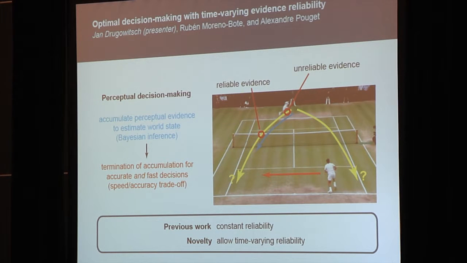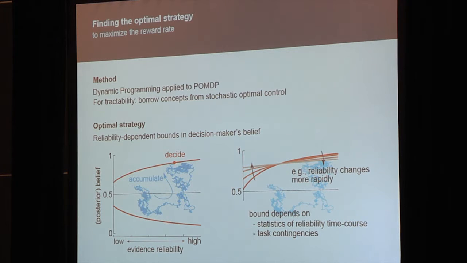Previous work has mostly focused on the case where the reliability of the evidence remained constant within individual decisions. In tennis, this would correspond to the idea that you have the same amount of evidence about the landing point of the ball when it just left the opponent's racket as when it has already crossed the net. This is clearly unrealistic, and so we introduced a novelty in our work that we actually allow the reliability to vary even within individual decisions. And to that respect, we asked two questions.